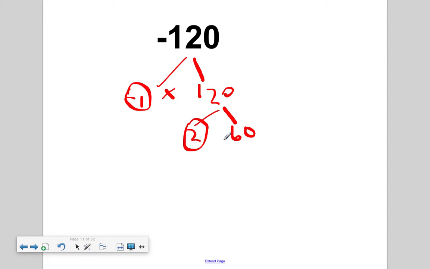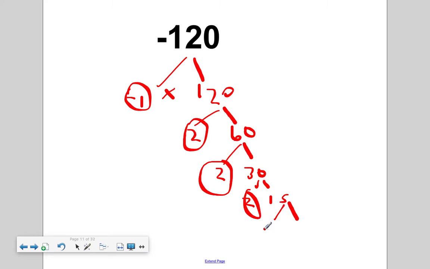So 2 is a prime. 60. 2 times 30. I could have done 6 times 10, 3 times 20, but I chose to do 2 times 30. 2 is prime. What makes 15? I don't know. 2 times 15. That's a lot of 2's. 2 is prime. How can I break down 15? 3 times 5. 3 and 5.